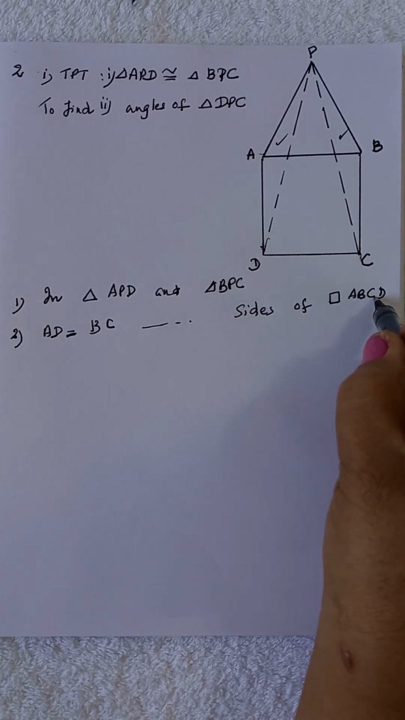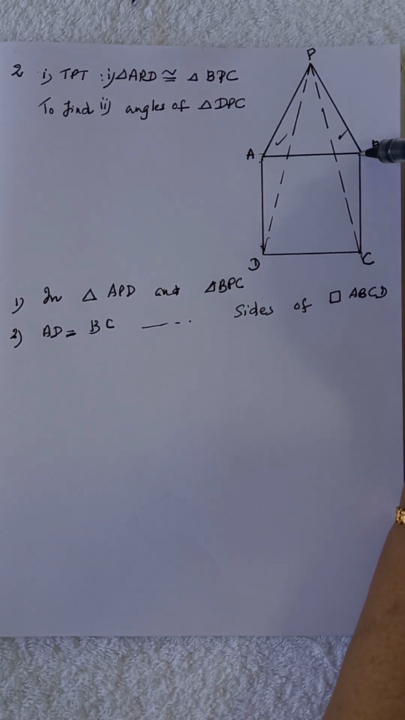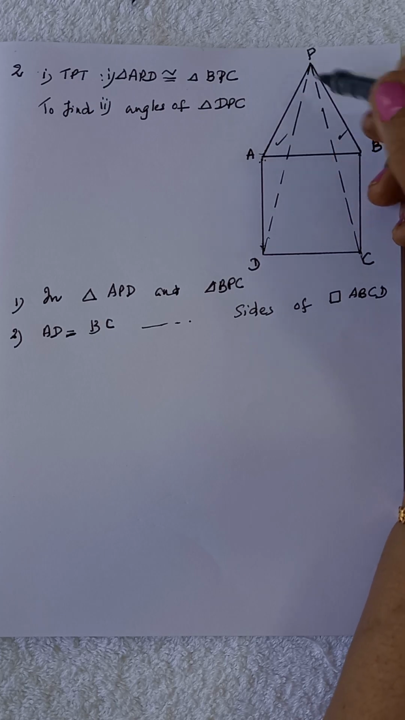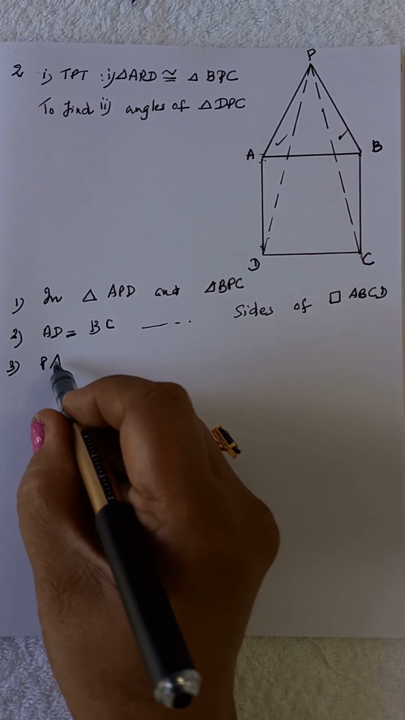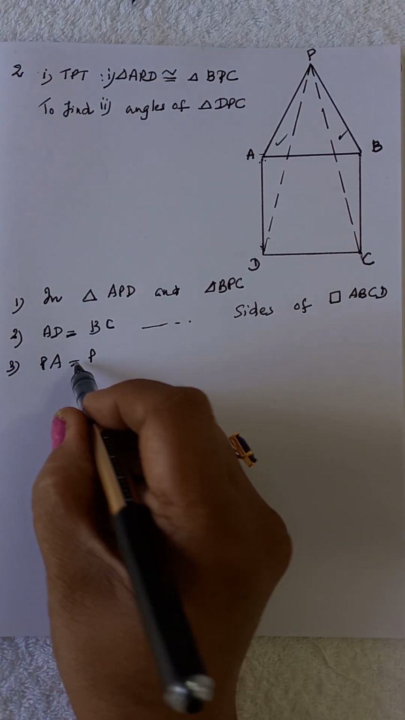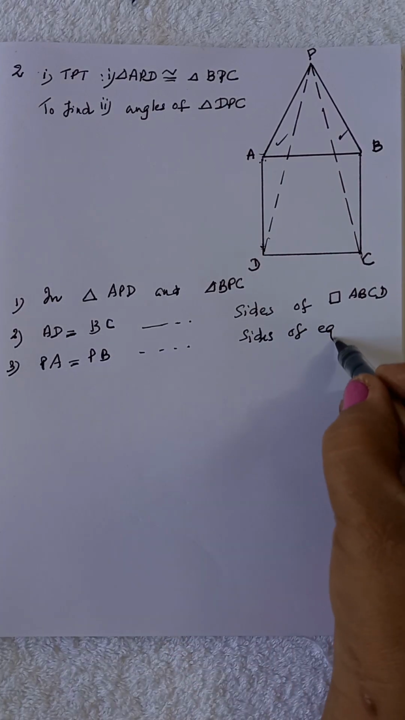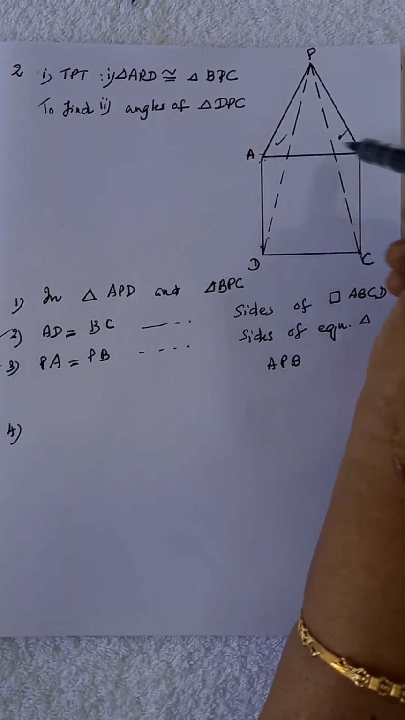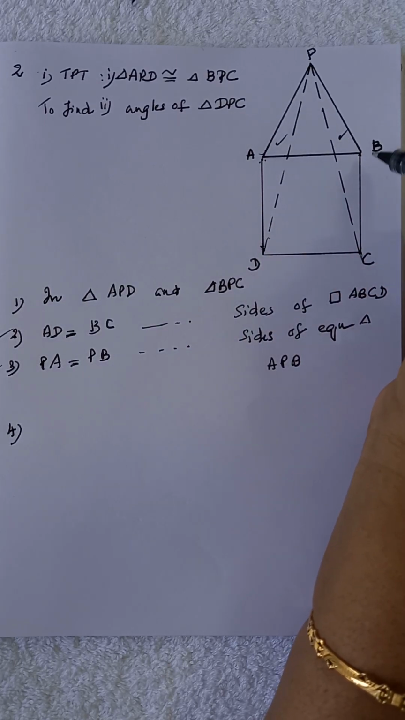ABCD. Now we can see PA is equal to PB. Why? Because these are sides of equilateral triangle APB. So we can write third point as PA is equal to PB. Reason is sides of equilateral triangle APB. Now we got two parts of these two triangles as equal, that is AD is equal to BC and PA is equal to PB.